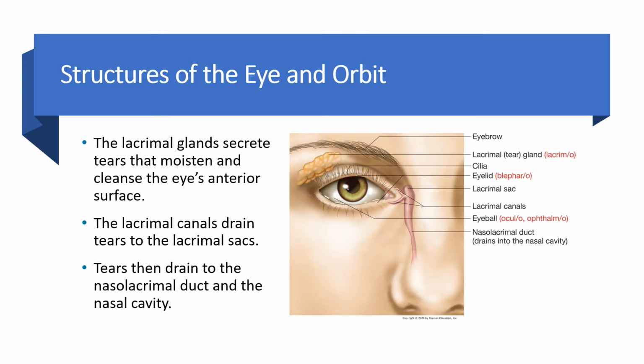The lacrimal glands secrete tears that moisten and cleanse the eye's anterior surface. The lacrimal canals drain tears to the lacrimal sacs. Tears then drain to the nasolacrimal duct and the nasal cavity.